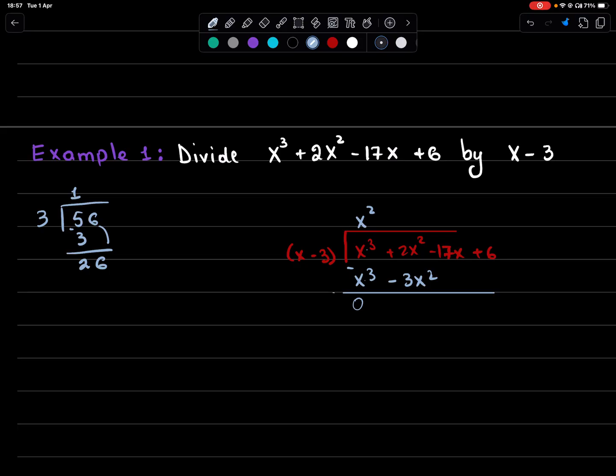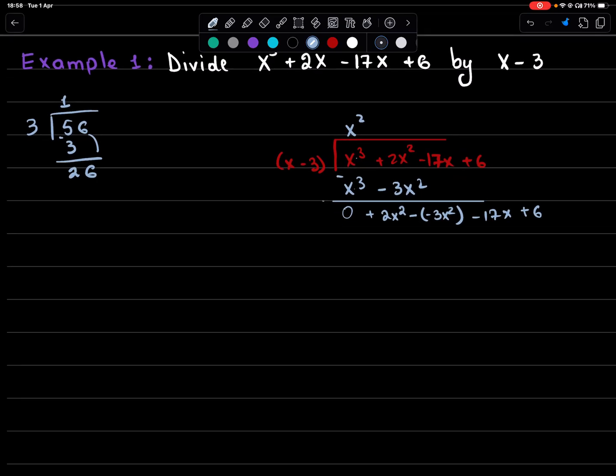You don't have to necessarily write it. And then 2x squared minus negative 3x squared. I'm going to write it only once, then later on I'm not going to be writing that, okay? So that's going to be plus 2x squared, and that's going to be minus negative 3x squared. The rest, negative 17x minus 0, because it doesn't have any like term, it's going to be minus 17x, and the same for the 6, it's going to stay there as it is. So we can now write this as 5x squared minus 17x plus 6.